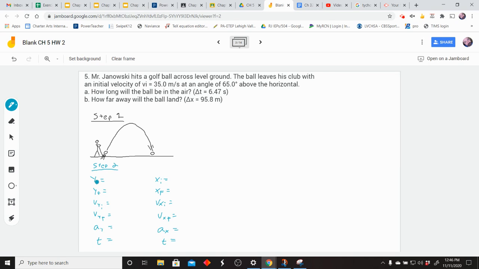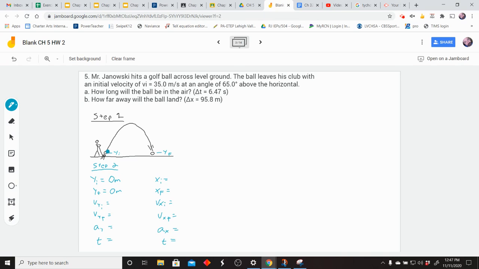So y initial. Y initial is the height we start at. Just like last chapter, always make y initial 0. So 0 meters. Y final is the height that we end at. Well, look at what's going on here. If this is y initial, what height does it end at? It ends at the same height. So this is also 0. Okay, so that's something.